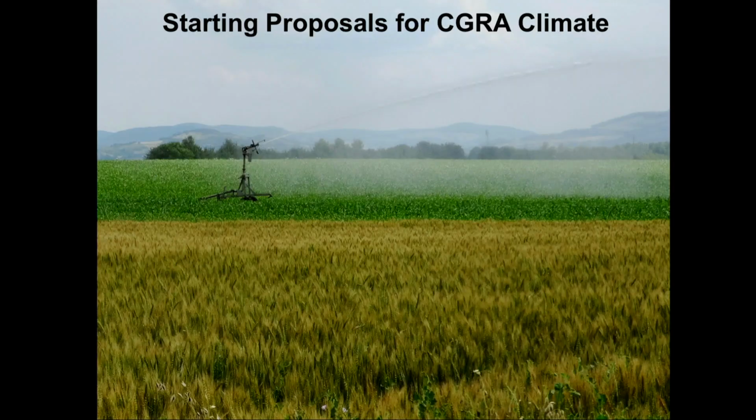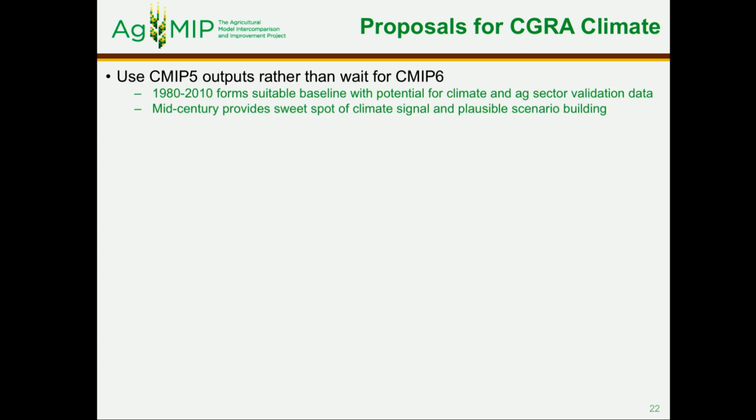Okay, so this is getting to my last slide. Here's some starting proposals for CGRA climate. So I've put out a lot there. Let me put some straw men, actual decisions on the table and let people react. So we talked about this the other day. I believe we have to start with CMIP 5 outputs rather than wait for CMIP 6.